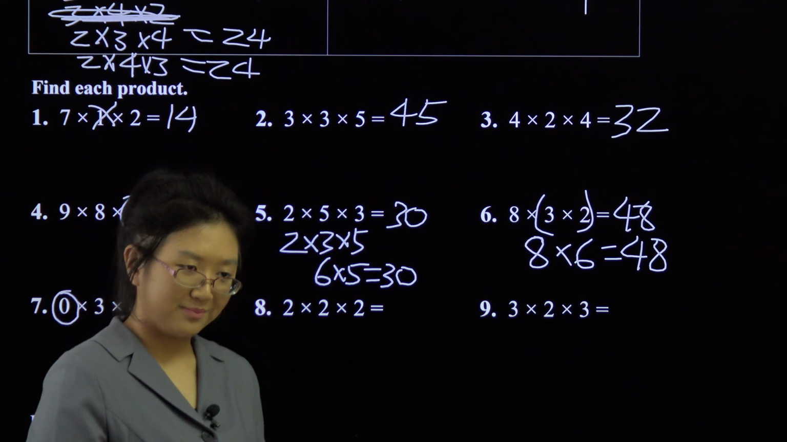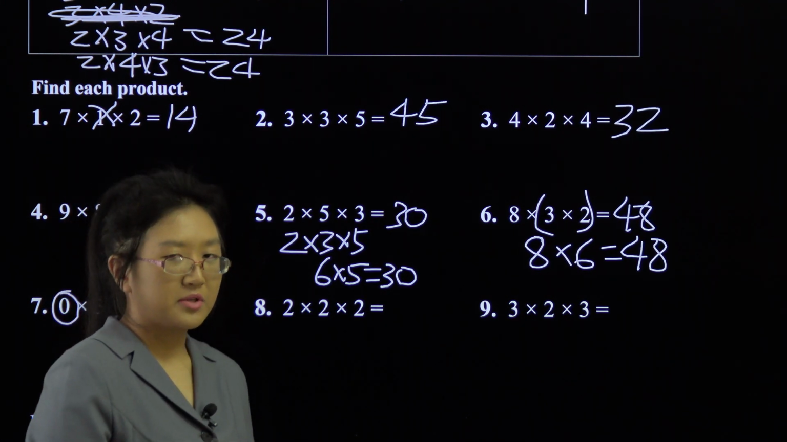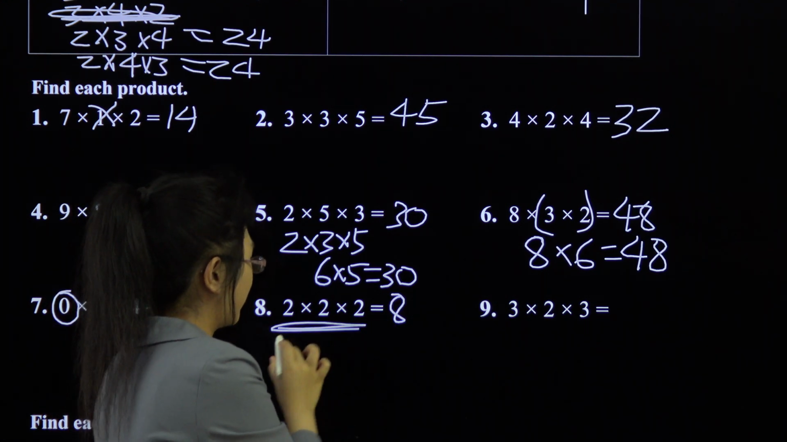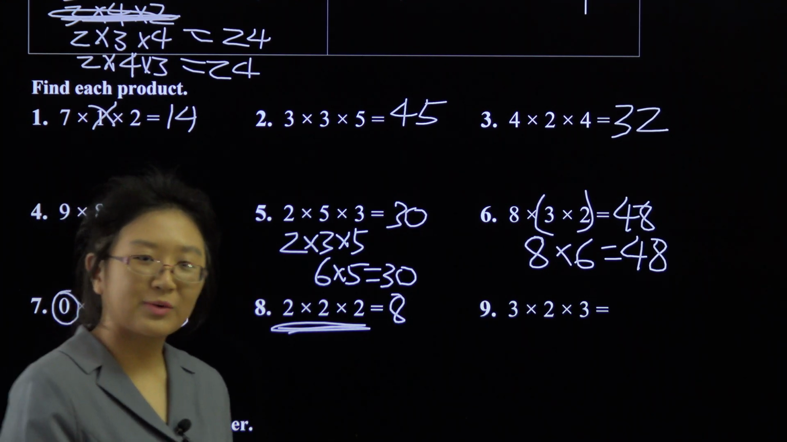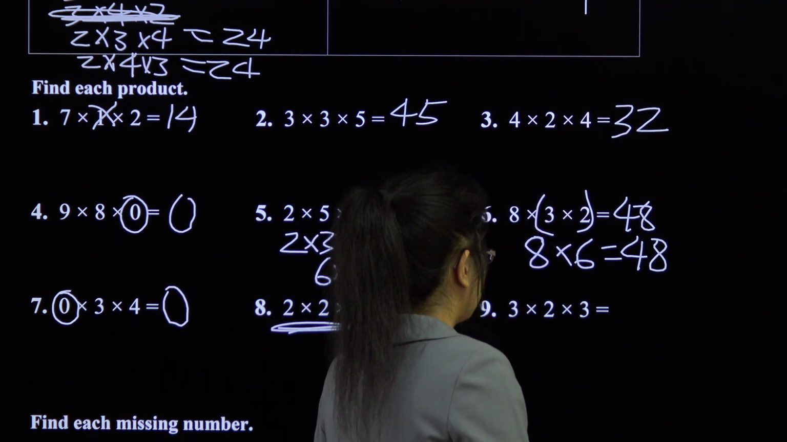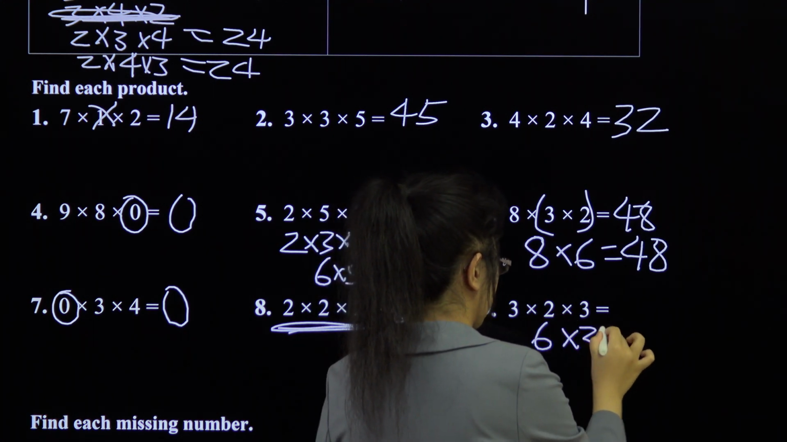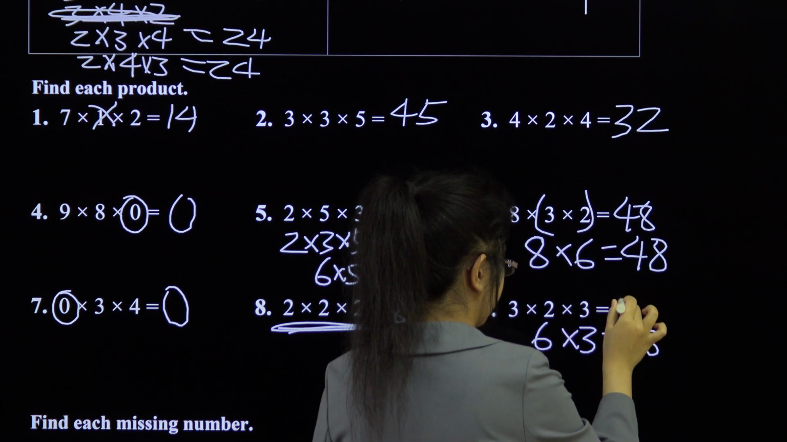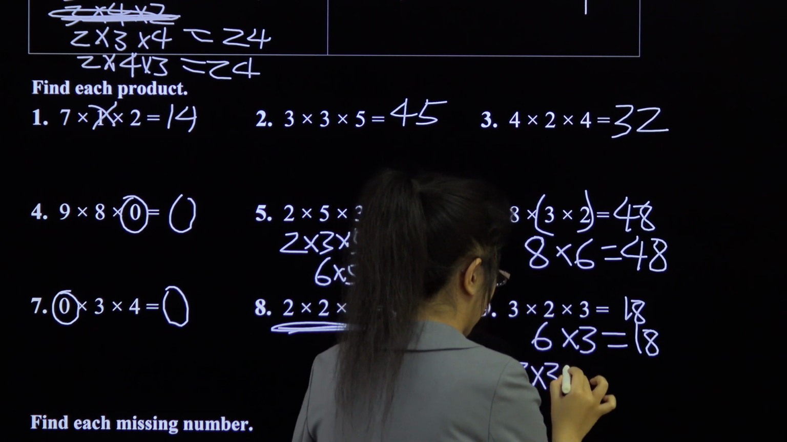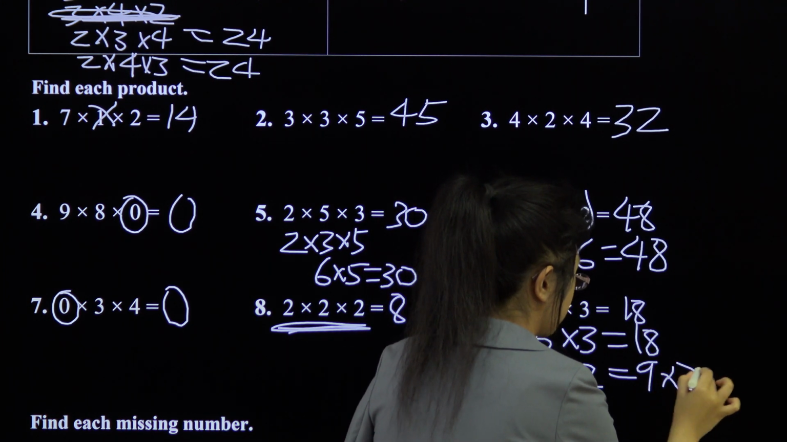2 times 2 times 2. That's 4 times 2, which is 8. Oh yeah, by the way, these are also a type of special thing that you end up learning in grades 5 and 6. 3 times 2 times 3. Well, 3 times 2 is 6, times 3 is just 18. If you want to switch it around and you end up with 3 times 3 times 2, that's just 9 times 2, which is still 18.